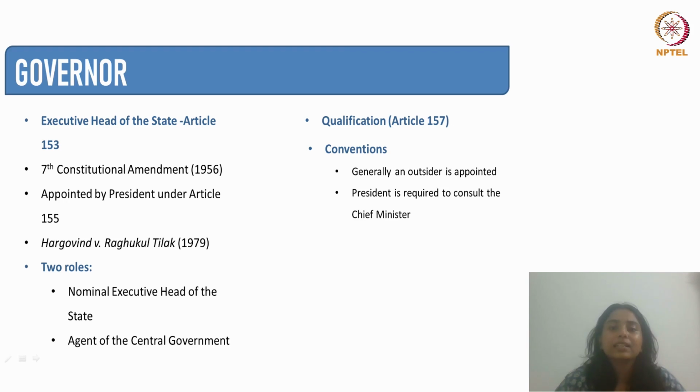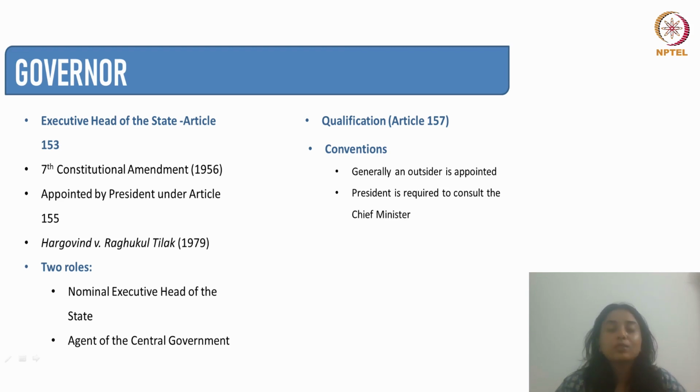In 1989, when the National Front government led by VP Singh came to power, then President R. Venkataraman sent a message to all the governors back then asking for their resignations. Later in 1991, when the Narasimha Rao government came into power, they removed several governors appointed by the VP Singh government. The Supreme Court in BP Singhal versus Union of India was hearing a petition challenging the removal of 4 governors from Uttar Pradesh, Gujarat, Haryana and Goa.